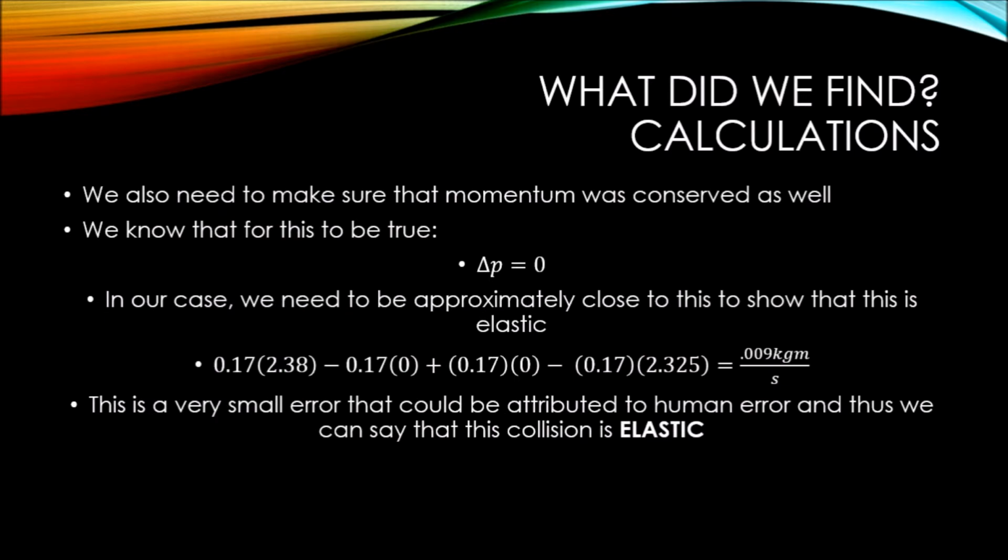We can confirm this further by proving that momentum was conserved as well. We need to know that delta P equals 0. In our case, we need to be approximately close to this to show that this is elastic. When we calculate utilizing the mass of each ball, as well as their initial and final velocities, we come up with the answer of 0.009 kilogram meters per second. This is a very small error that could be attributed to human error, and thus we can say that delta P equals 0 so that this collision is elastic.